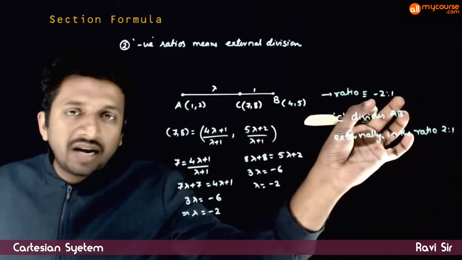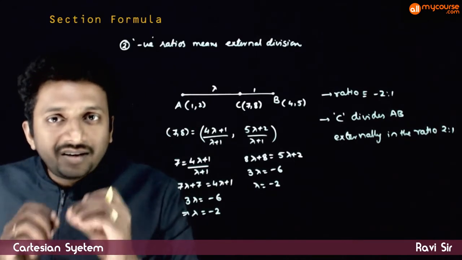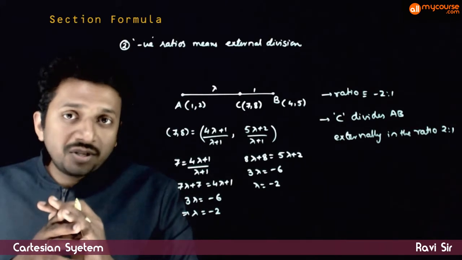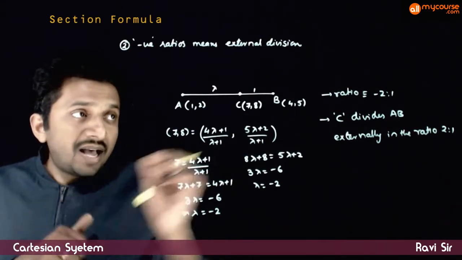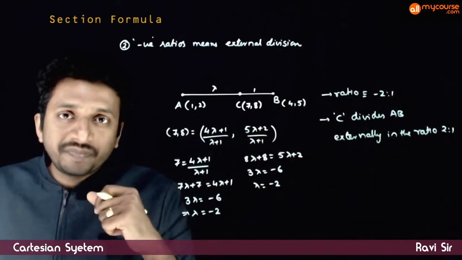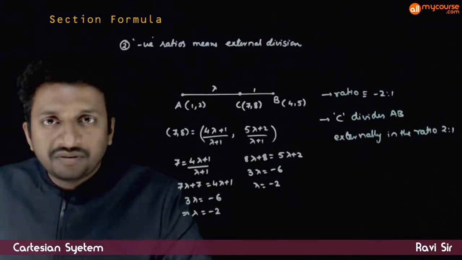So whenever you see a negative ratio, you need to understand that the ratio is an external division. So I hope you understood this point. This is a very important point that you need to understand. Otherwise, if you don't know the meaning of negative ratios, you get confused. So negative ratios means external division.